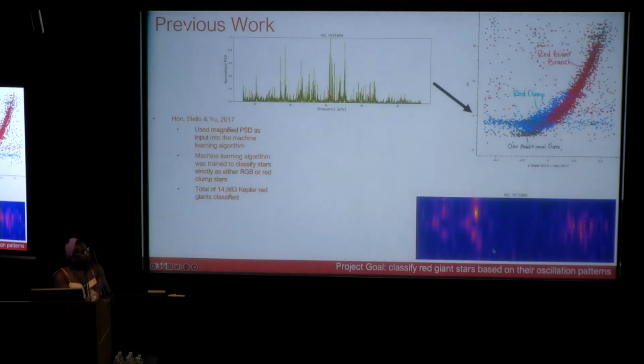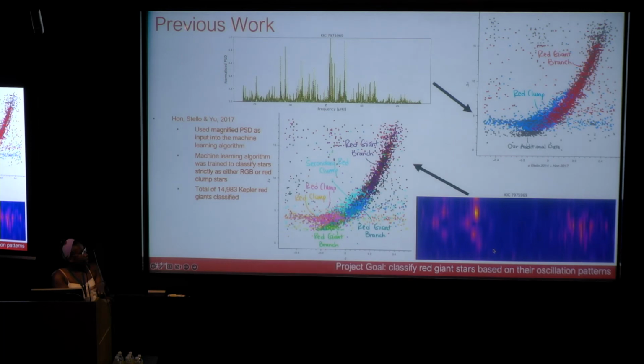Our classification differed from theirs because instead of feeding our neural network the power spectrum density diagrams, we fed it our echelle diagrams, which present better oscillatory characteristics so that the neural network is better able to classify the diagrams. And so here we can see a comparison between their previous classification and ours.